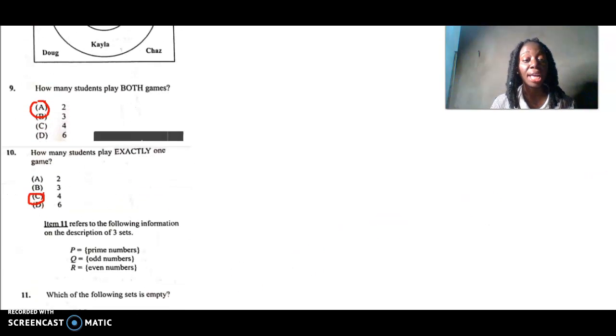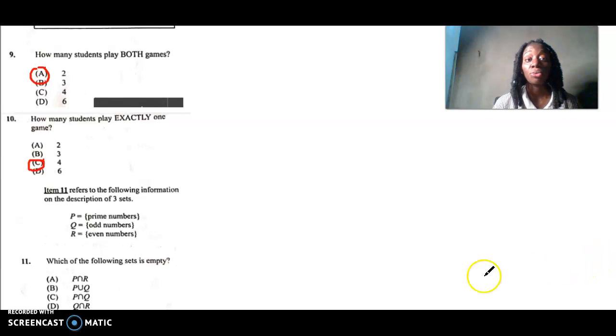Moving right along. Item 11 refers to the following information on the description of 3 sets. The sets are as follows. We have set P that consists of prime numbers, set Q odd numbers, and R even numbers. The first thing we want to do is to ensure that we know what prime numbers are, what odd numbers are, and what even numbers are. Prime numbers have 2 factors, one and itself. Odd numbers are numbers that are not divisible by 2, and of course even numbers are the converse.